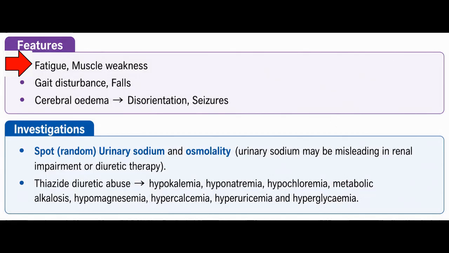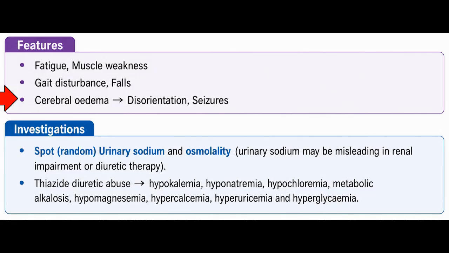2. Gait disturbance and falls. Hyponatremia impairs balance, coordination, attention. As a result, patients, especially the elderly, may develop unsteady gait, difficulty walking, recurrent falls. Clinical pearl. Even mild chronic hyponatremia significantly increases the risk of falls and fractures in older adults.